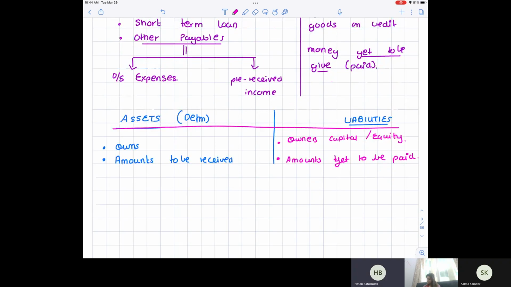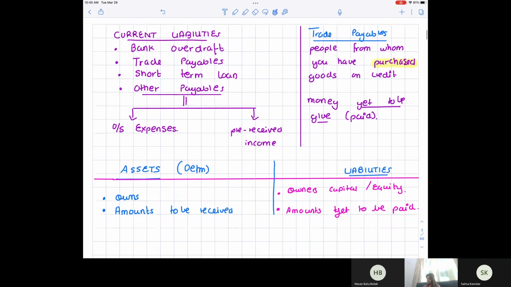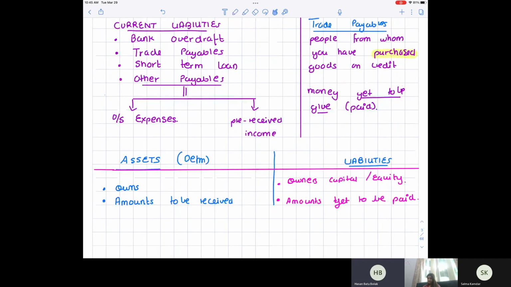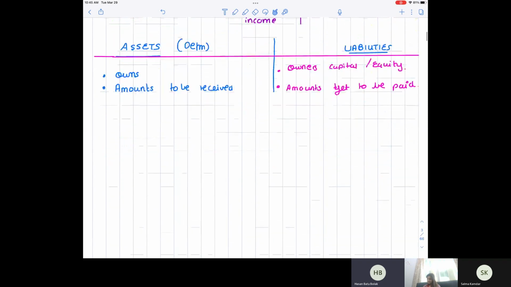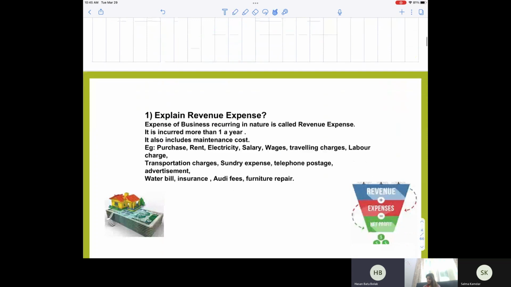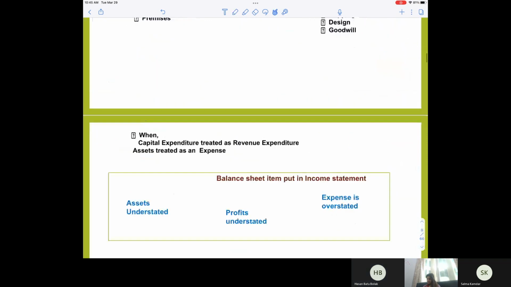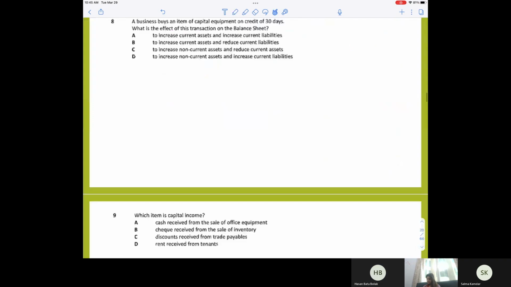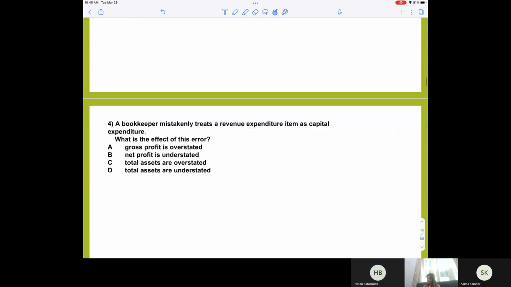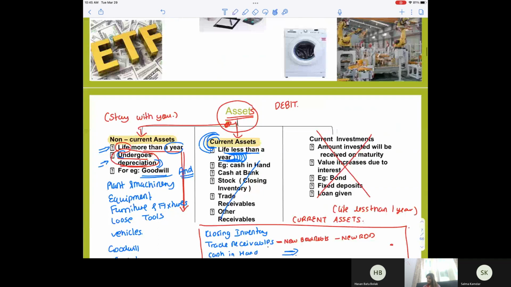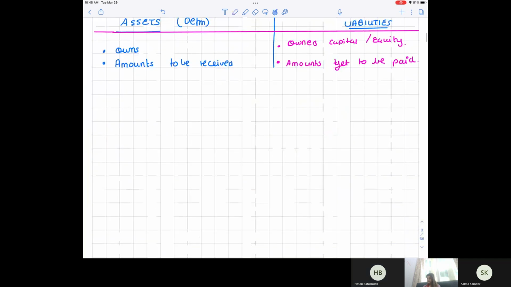Receivables is the people to whom we have sold goods on credit, and the money is yet to be received. Trade payables is people from whom we have bought goods on credit, and the amount is yet to be paid.